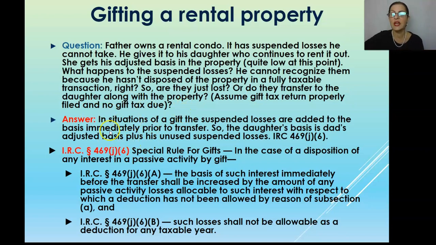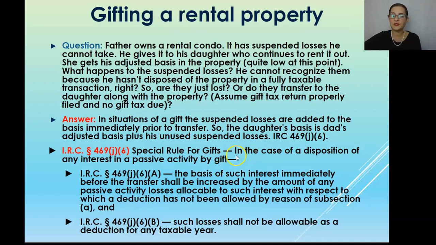Now here's the answer. In the situations of a gift, we're not talking about inheritance, right? The parent is alive, giving this rental property to the child. In situations of a gift, the suspended losses are added to the basis immediately prior to the transfer. So the daughter's basis is the dad's adjusted basis plus his unused suspended losses. And this is IRC section 469(j)(6). Okay, so this is the special rule for gifts.